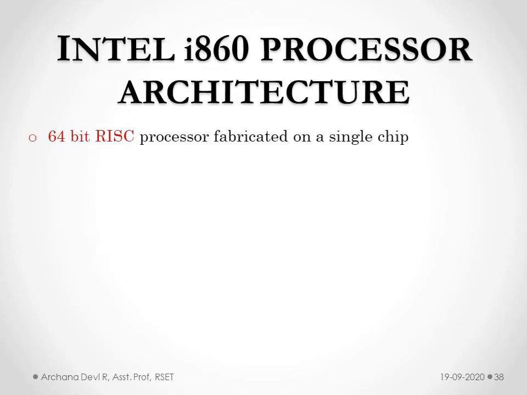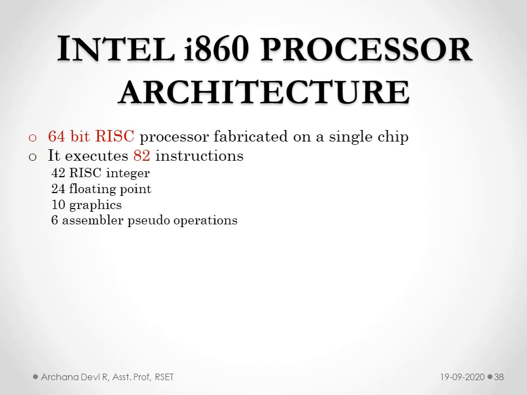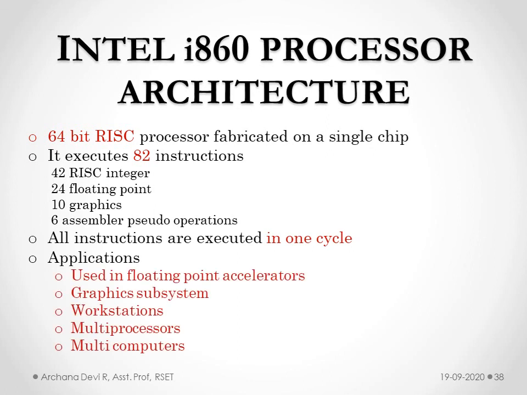So the Intel i860 is a 64-bit RISC processor which is fabricated on a single chip. It executes only 82 instructions, with 42 instructions categorized as integer, 24 as floating point, 10 as graphics instructions, and 6 as assembler pseudo operations. All instructions are executed in one clock cycle only.